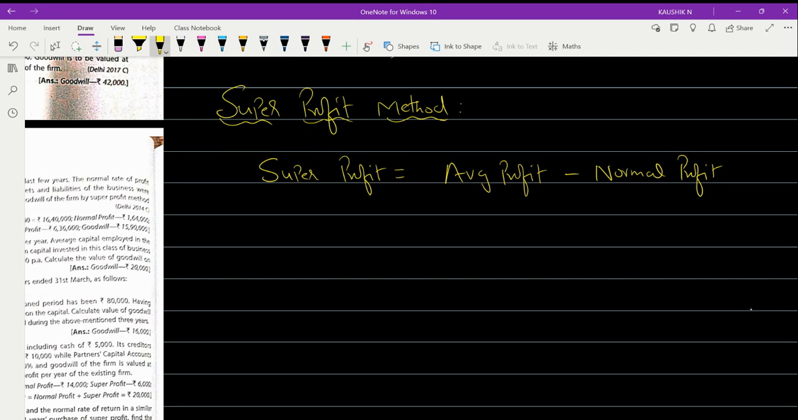Then, just now we have learned the average profit method, simple average and weighted average. So with the help of the number of years details, you'll calculate the total, then you divide it by number of years, and then you'll get the average profit.